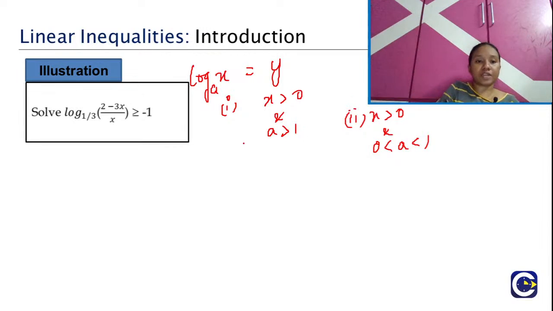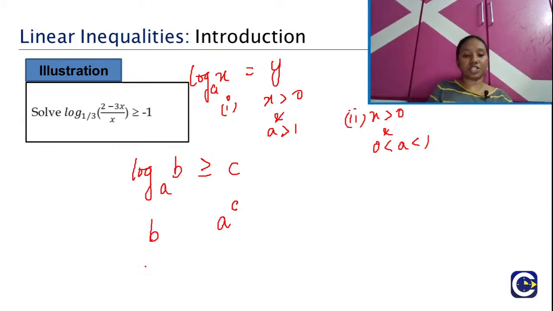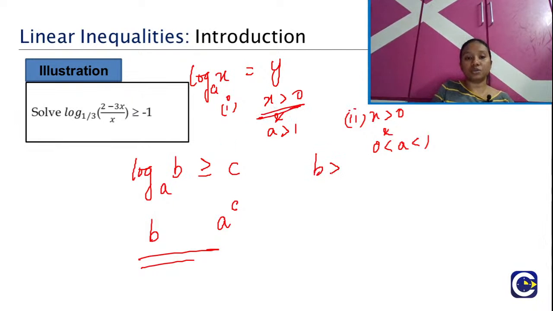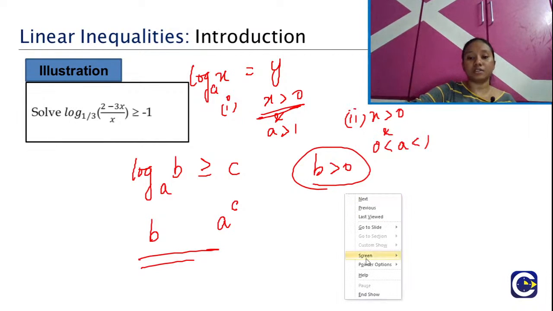If you observe, the given expression is in the format of log b to the base a greater than or equal to c. So how will we rewrite this? It will be b compared with a power c. If a is greater than 1, the inequality won't change. If a is lying in between 0 and 1, then the inequality will change. But before getting into that, we have one more condition: the b value should always be greater than 0. So let's start with that, guys.